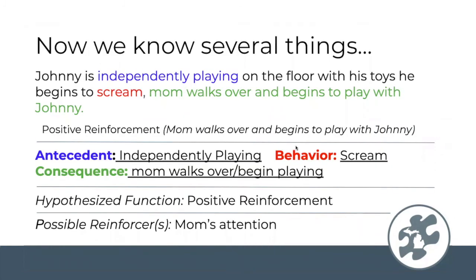So now that we have that information, we know several things. We know the target behavior, which is screaming. We know the antecedent, which is independently playing. We know the consequence, which is mom walking over and beginning to play with him. The hypothesized function is positive reinforcement. And a possible reinforcer, just by looking at this example, is mom's attention. The screaming stopped as soon as mom walked over and started to play with him. So mom's attention is likely a reinforcer for Johnny.